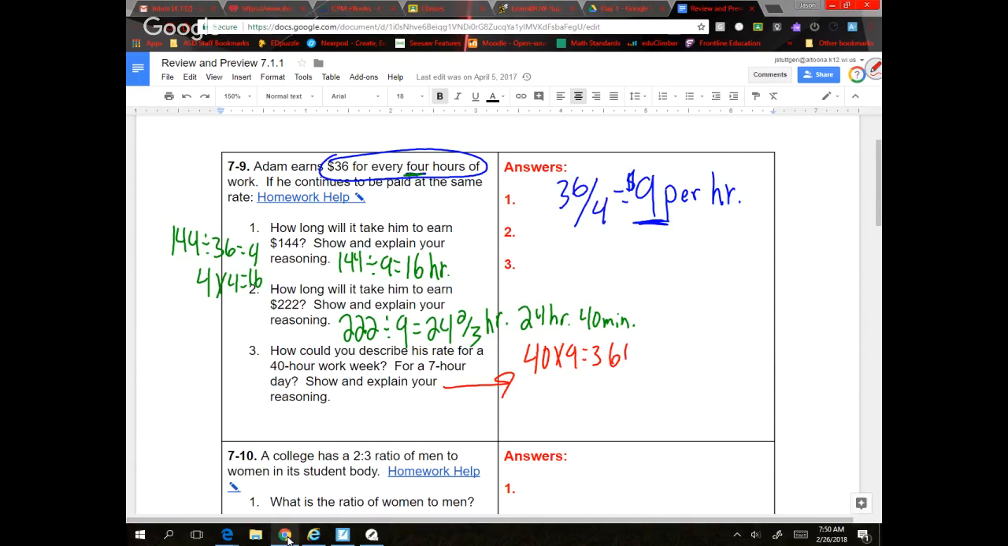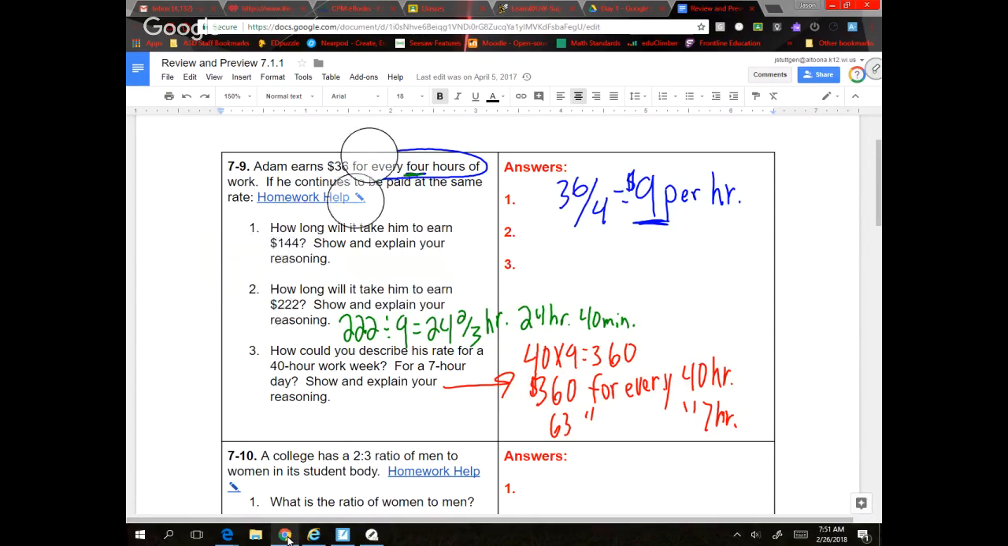So he makes $3. Ooh, that'd be really bad. $360. So my ratio for this is he makes $360, and put my dollar sign there, for every 40 hours. So he makes $360 for every 40 hours. The last one, same kind of thing, 7 hours, 7 times 9 is 63. This one would be $63 for every 7 hours. Okay, that is the first problem in review preview.